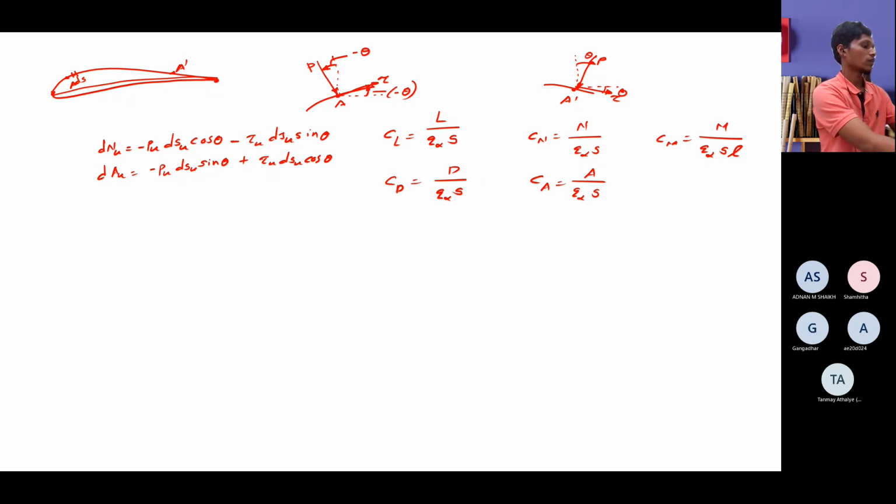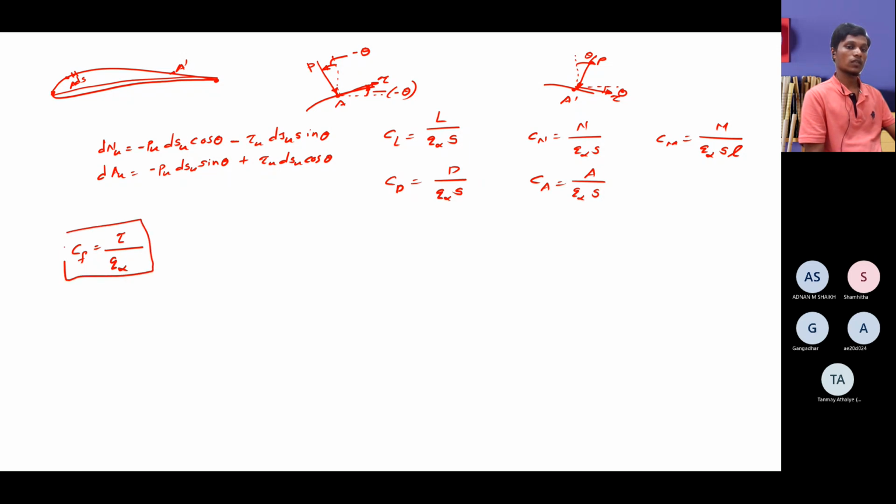A few more important non-dimensional coefficients are the skin friction coefficient, which is due to friction, tau, non-dimensionalized by q infinity. This is how you can write the skin friction coefficient. And Cp, the coefficient of pressure, you can write as P minus P infinity, where P is the static pressure on the surface and P infinity is the pressure in the free stream.